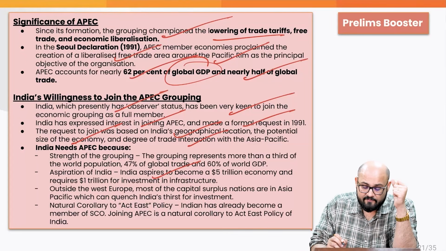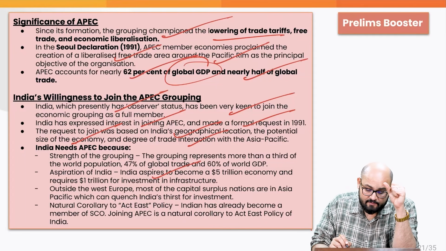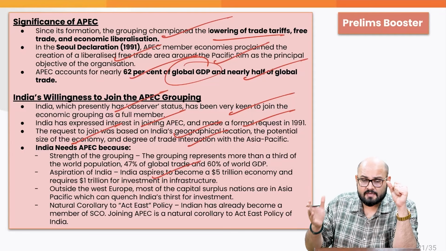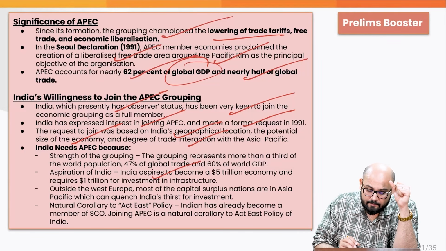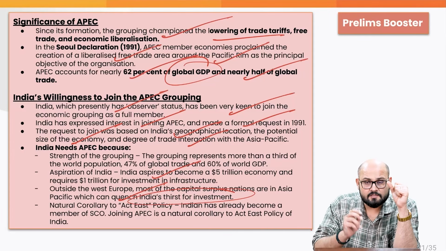Aspiration: India aspires to become a 5 trillion economy and requires 1 trillion for investment in infrastructure, which these countries can definitely help with. Outside Western Europe, most of the capital surplus nations are in the Asia Pacific, which can quench India's thirst for investment.